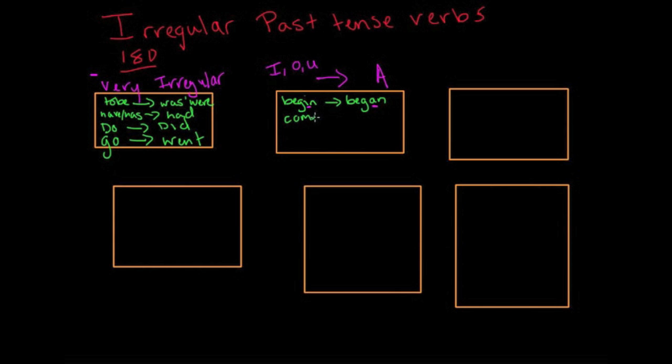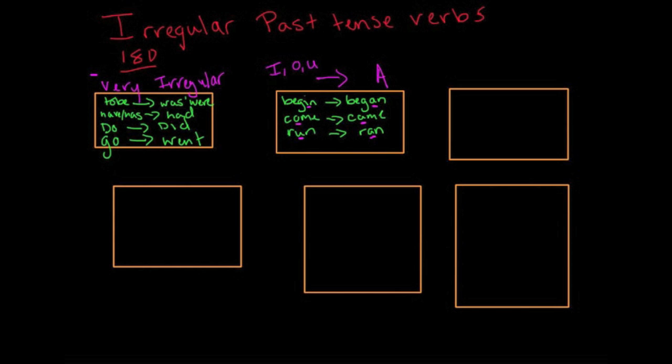Come, came. Again, you can see where the O changes to the A. And the last example I'm going to give you is run. That's the U changes to ran. You can hear the pronunciation there, run, ran.